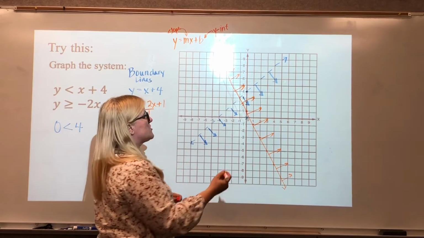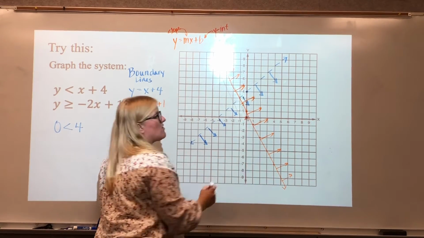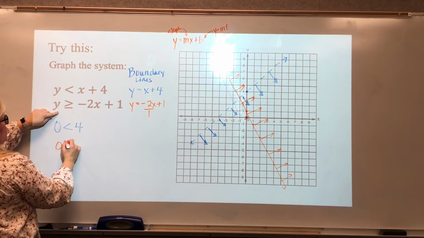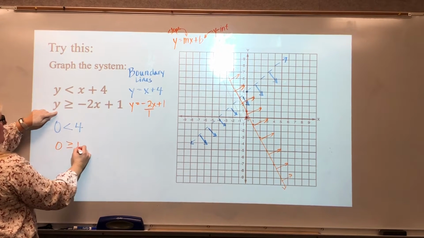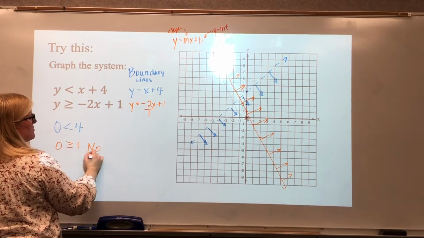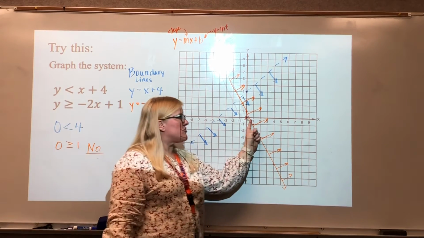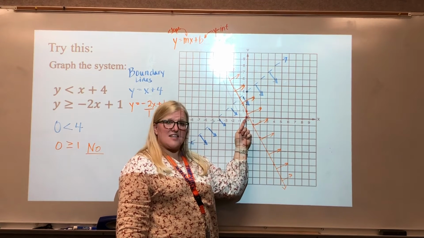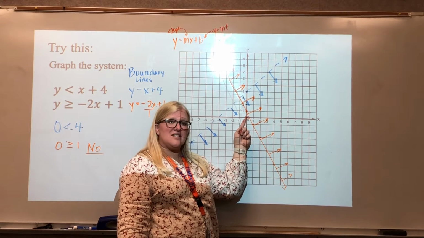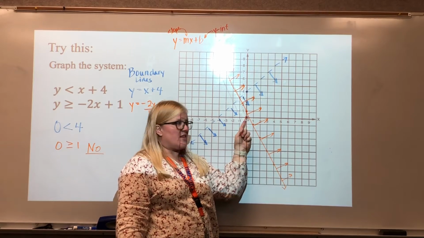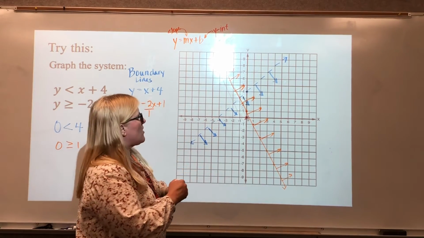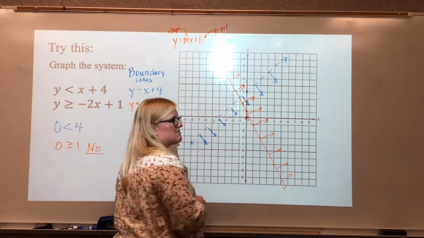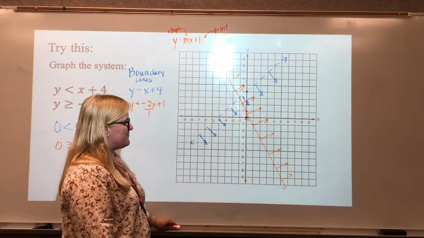I could also test 0, 0 again. And if I test 0, 0, this is going to be 0 is greater than 1, which is not true. So that means I have to shade the side that the 0 is not on, because 0, 0 is not a solution to this. Okay, hopefully you can see where it overlaps. It overlaps right here in this wedge right there.